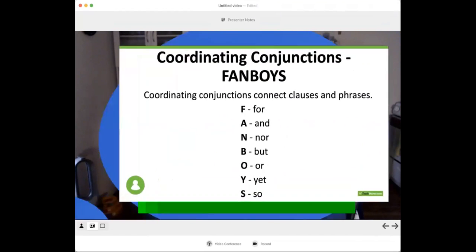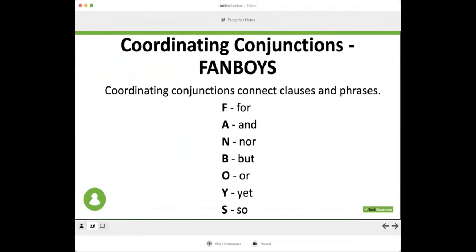Coordinating conjunctions. Some people call them FANBOYS. Coordinating conjunctions are the words for, and, nor, but, or, yet, and so.